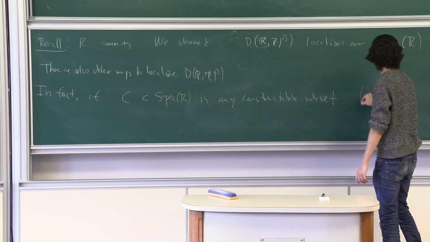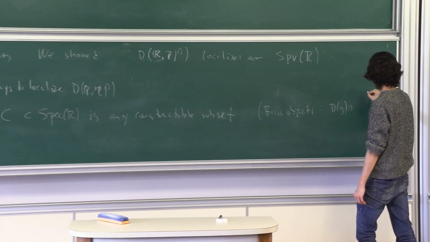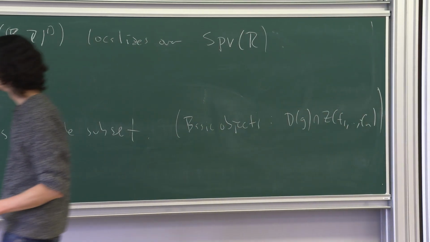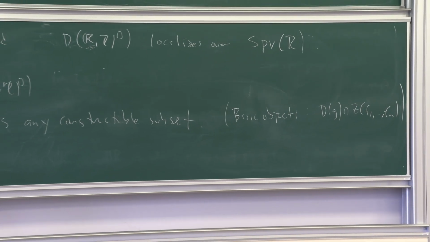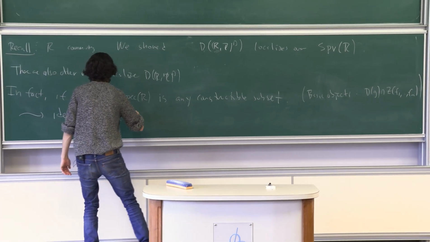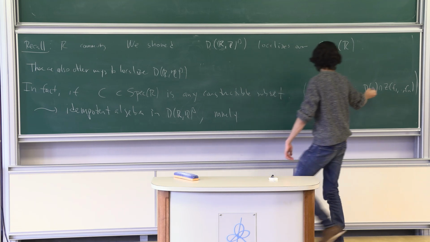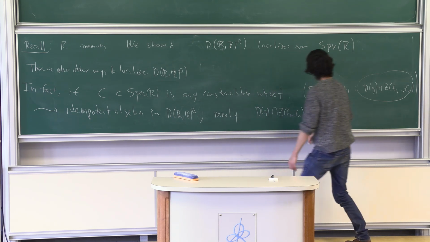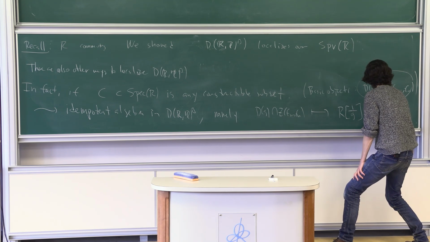So the basic objects which form a basis for the constructible topology would be something like you take D(G), intersect the complement of the common zero set of finitely many functions. Then you can define an idempotent algebra in D(R,Z) solid, namely, on the level of this basic object, D of the complement of the zero locus of G, intersected with the zero locus of F1 to Fn, you assign the thing you get when you take R, invert G, and then derived complete along F1 up to Fn.